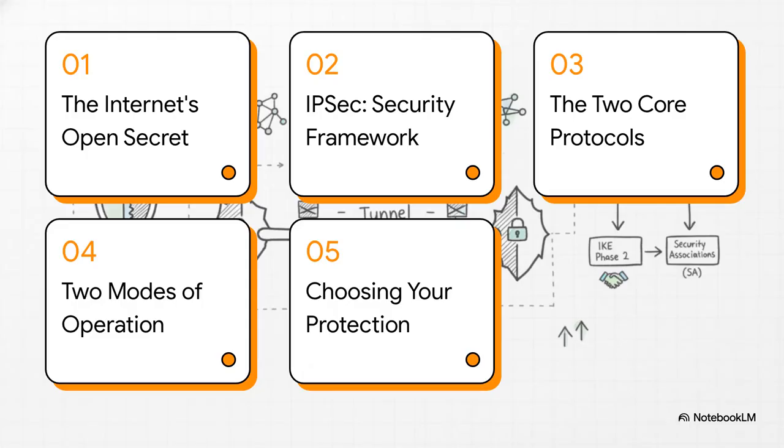So here's our game plan. First, we're going to talk about why the internet is kind of insecure by its very nature. Then, we'll introduce IPSec as the solution to that problem. After that, we'll get into the real technical stuff, its core protocols, and the two ways it can operate. And finally, we'll wrap it all up by figuring out how you choose the right kind of protection.